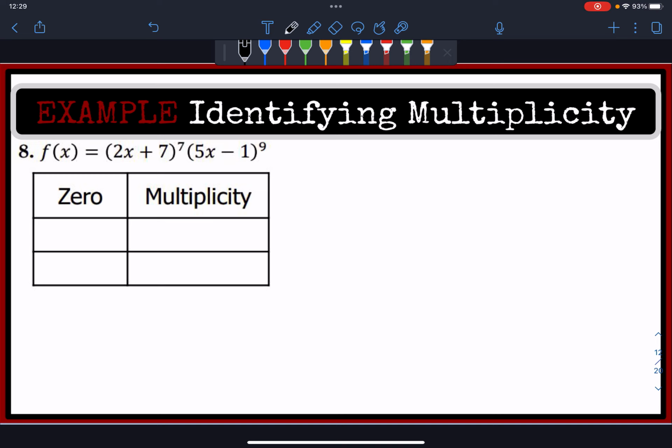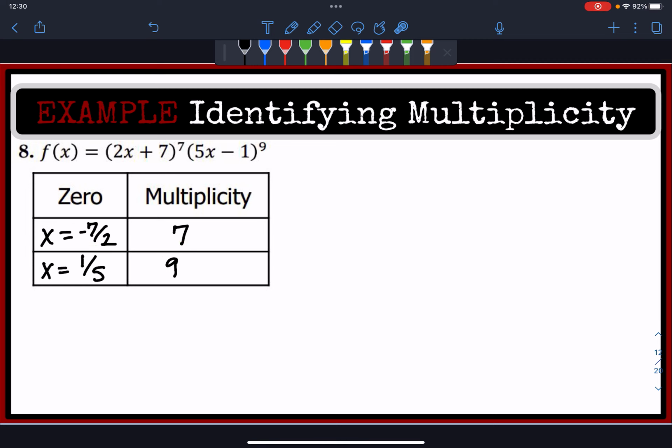So for this example, x equals negative 7 over 2 has a multiplicity of 7, and x equals 1 over 5 has a multiplicity of 9. So 7 times x will equal this number, negative 7 over 2, and 9 times x equals the fraction 1 over 5.